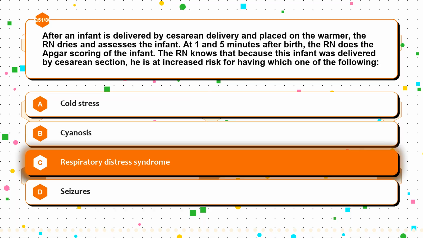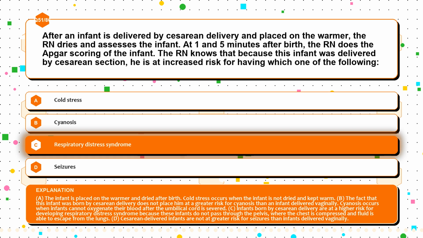The correct answer is option C. Respiratory distress syndrome. The infant is placed on the warmer and dried after birth. Cold stress occurs when the infant is not dried and kept warm. B. The fact that this infant was born by cesarean delivery does not place him at a greater risk for cyanosis than an infant delivered vaginally. Cyanosis occurs when infants cannot oxygenate their blood after the umbilical cord is severed.